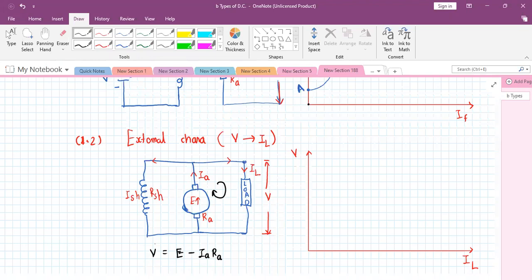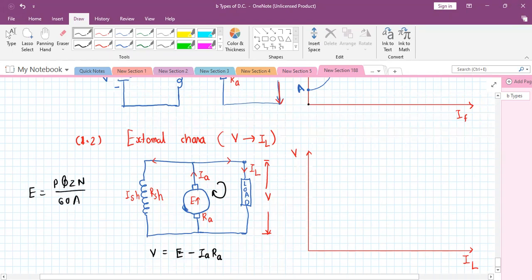At a rated speed, say for example, you are rotating your DC machine at 1500 RPM. We know the equation E is equal to P phi Z N upon 60 A. Once your machine is designed, P is fixed. I am not changing the field current, so phi is also fixed. The number of armature conductors is fixed, speed is fixed, 60 is a constant, and A is the number of parallel paths. So EMF is fixed.